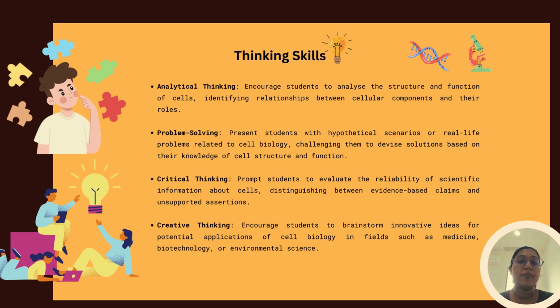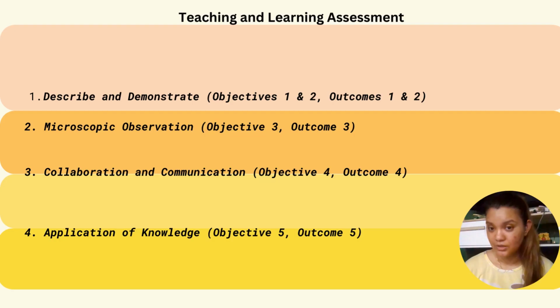Critical thinking prompts students to evaluate the reliability of scientific information about cells, distinguishing between evidence-based claims and unsupported assertions. And next is creative thinking, where students are encouraged to brainstorm innovative ideas for potential applications of cell biology in fields such as medicine, biotechnology, or environmental science.